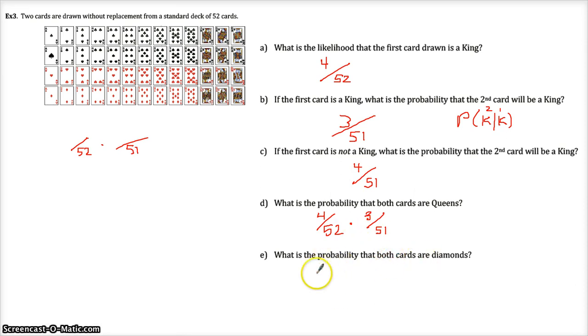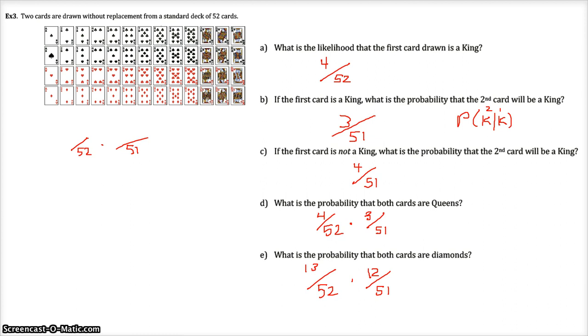What's the probability that both cards are diamonds? What's the probability that the first one's a diamond? Well, all the diamonds here, there's 13 of them. Then after you pick a diamond, you just picked one diamond out. There's 51 cards left in the deck, and 12 of them now left are diamonds.